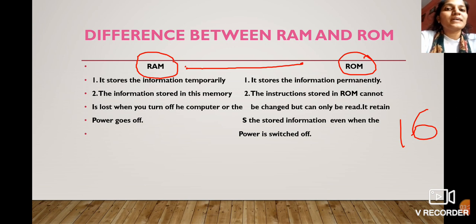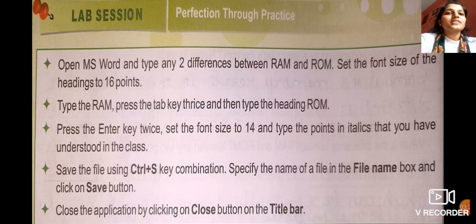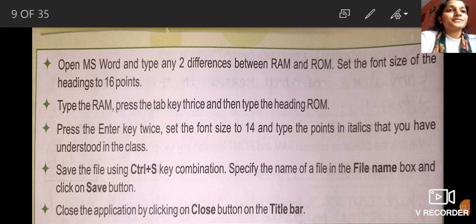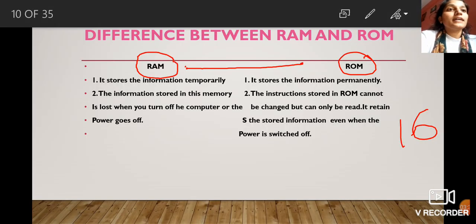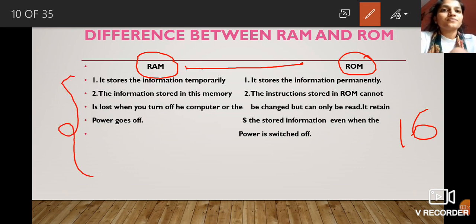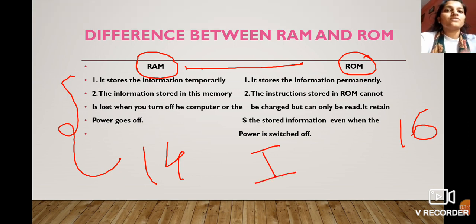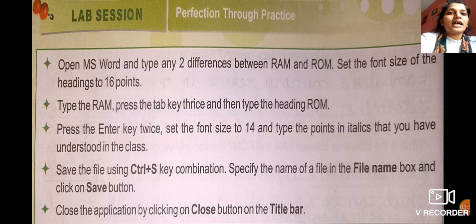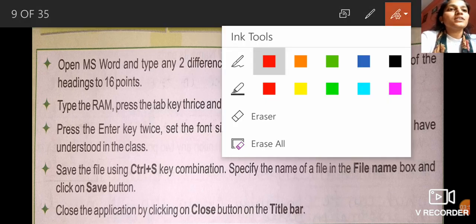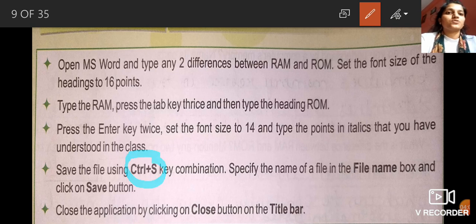I am going to show you the demo for the tab key, how you are going to do it. Then press the enter key twice, set the font size to 14 and type the points in italics that you have understood in the class. So RAM and ROM you are going to write in size 16, and this information you are going to write in size 14, plus you are going to use the italic font style. I'll show you that font style in the video. Then save the file using the key combination Control plus S.